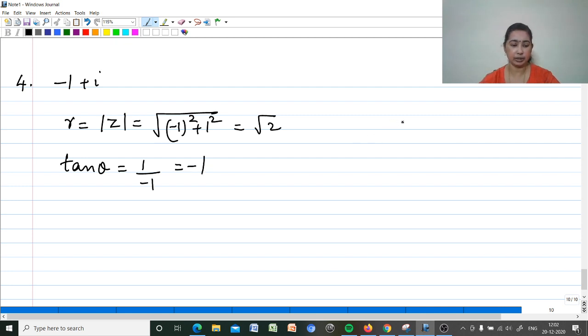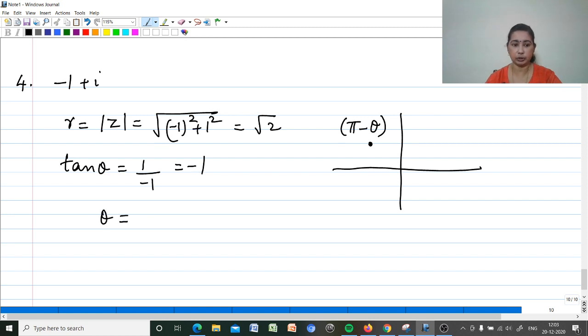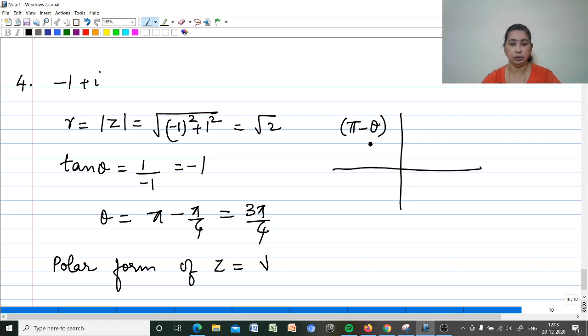Now check in which quadrant it is lying. That is x is negative, y is positive. It is lying in the 2nd quadrant, x negative, y positive. So it is in the 2nd quadrant. In the 2nd quadrant you have to take it as pi minus theta. And the angle we have got is pi by 4. So theta we have to write as pi minus pi by 4, which is equal to 3 pi by 4. So that in the polar form, z is root 2 into cos of 3 pi by 4 plus i sin of 3 pi by 4.